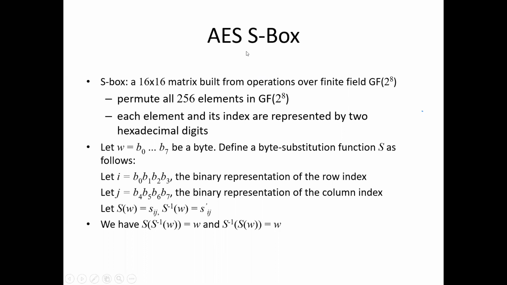Okay, so the AES S-Box is a 16 by 16 matrix built from operations over the finite field GF of 2 to the 8th. What it does is a permutation of all 256 elements. Each element and its index are represented by 2 hexadecimal digits.